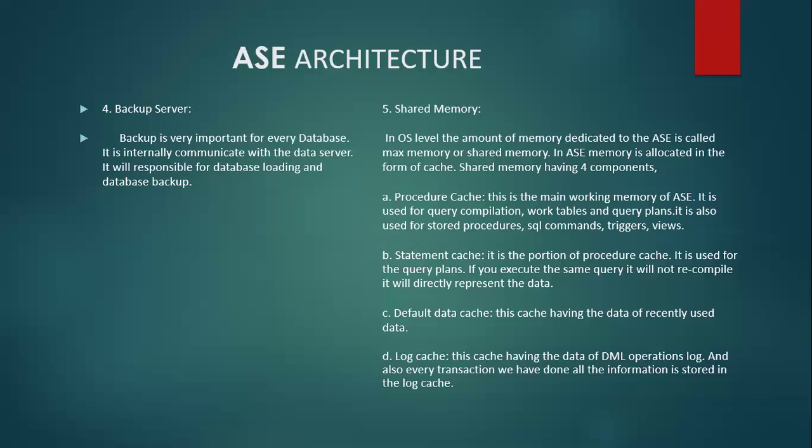Next one is the default data cache. This cache holds recently used data. It is further divided into two types: LRU and MRU, least recently used and most recently used data. The fourth one is the log cache. This cache holds the data of DML operations, like if you do delete, update, modify, whatever you perform, that data will be in the log cache. Also, every transaction we have done, all the information is stored in the log cache.